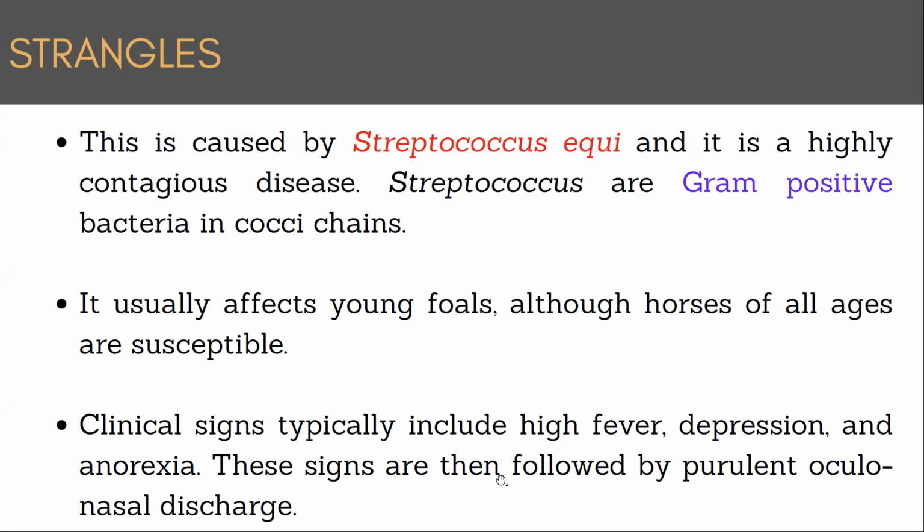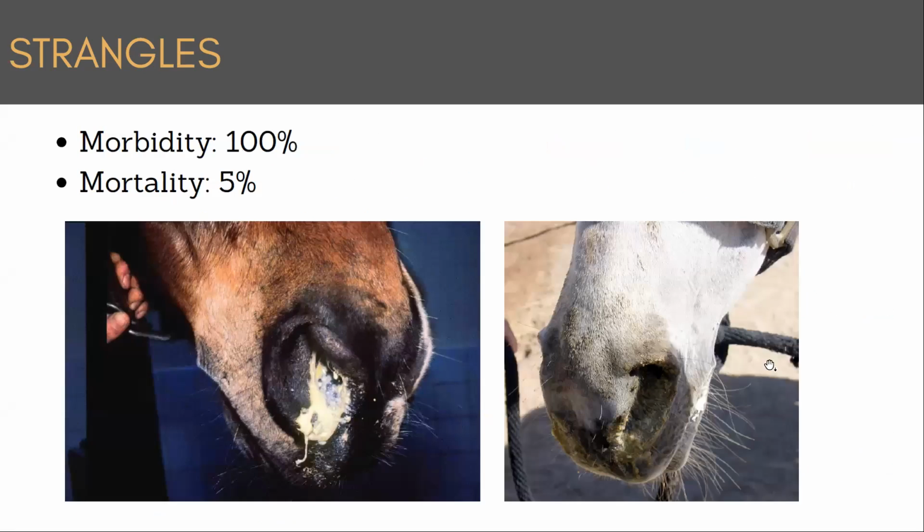So these signs are then followed by purulent oculonasal discharge. So when we say oculonasal, involved din ang eyes. So may lumalabas din na discharge sa eyes which is purulent or pus, mukhang pus. Alam nyo naman ang nana, no? So, yan. Ito, parang dried up na ng konti.